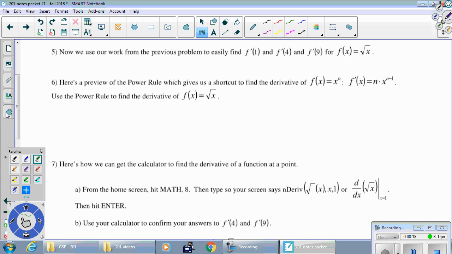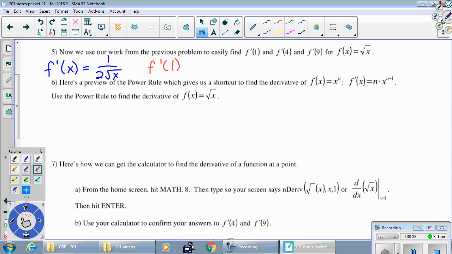It says we use our work from the previous problem to easily find f prime of 1, f prime of 4, f prime of 9 for f of x equals square root of x. So remember what we saw in the activity was that the derivative of this particular function, the square root of x function, is 1 over 2 square root of x. And so if we want to find f prime of 1, we just plug in.